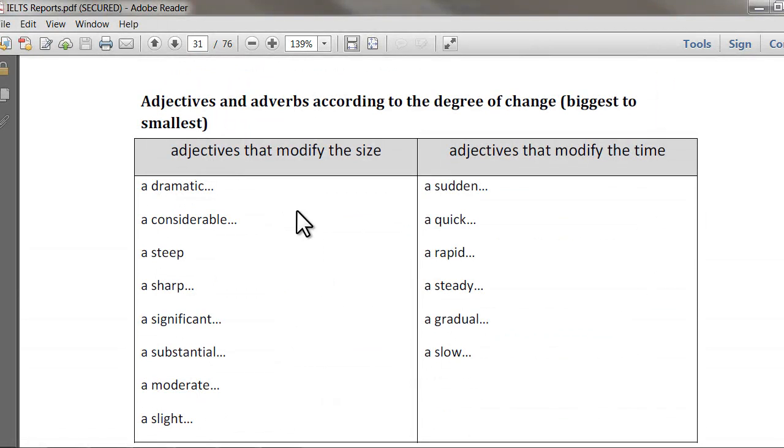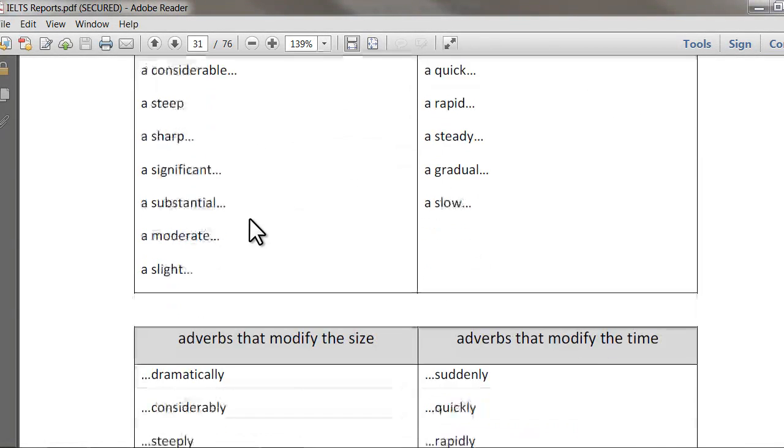And then I've got some adjectives and adverbs on this next page, and some of them modify the size of things, like I said, a dramatic increase, and then some modify the time, a sudden increase. So this one's emphasizing the time, and this one's the size of the trend. A dramatic increase, and these are arranged from high to low. So a slight increase, a dramatic increase, much bigger.